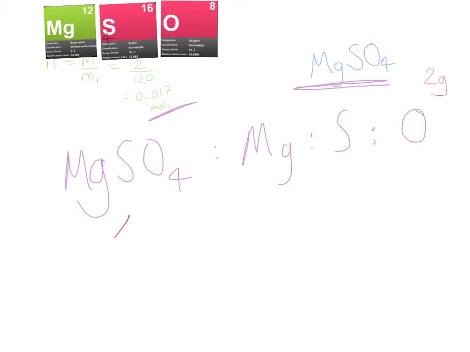So let's take a look at that. Well, how does the ratio work out? Well, for every MgSO4 molecule, we get 1 magnesium, 1 sulfur, and 4 oxygens. So, really simply, if you have 0.017 moles of magnesium sulfate, you have 0.017 moles of magnesium ions, 0.017 moles of sulfur atoms, and, well, not 0.017 here because we've got 4 oxygens in every one. So it must be this value multiplied by 4. So that's 0.034 times 2, 0.068. So we have 0.068 moles of oxygen atoms.